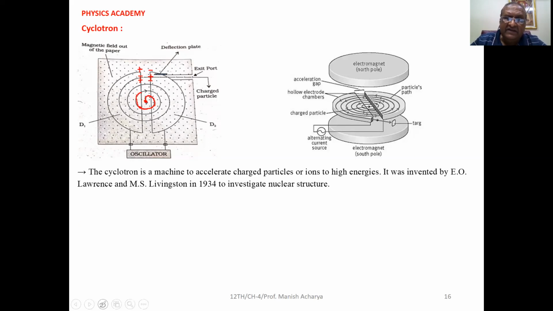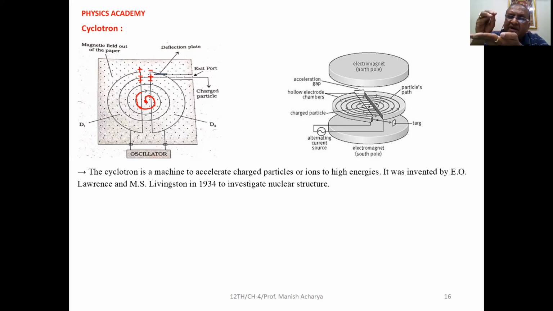And finally, when it becomes highly energetic and is revolving very close to the wall of the dees, then using this deflection plate, an external magnetic field is applied on it, its path of motion is changed, and it is taken out from the exit port. Now this particular charged particle, when it comes out from the exit port, is with high energy, or we can say it is highly energetic.